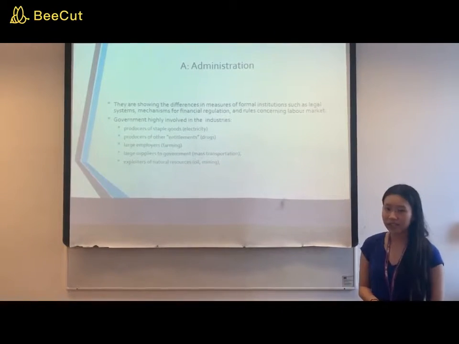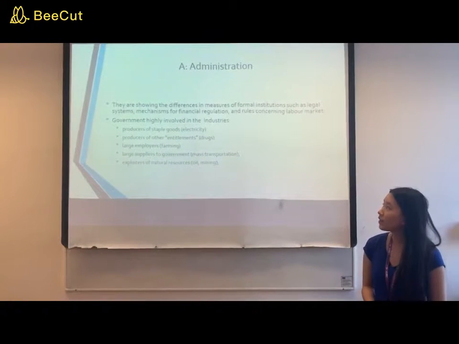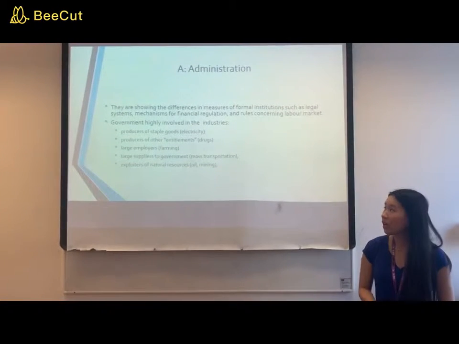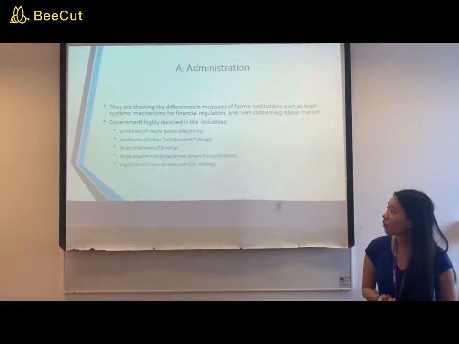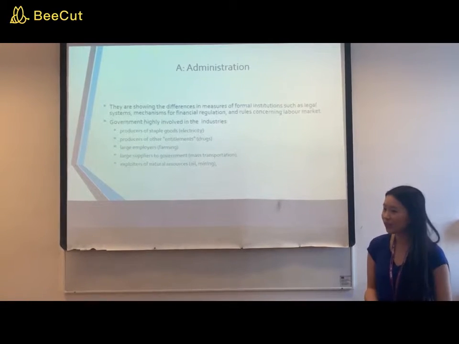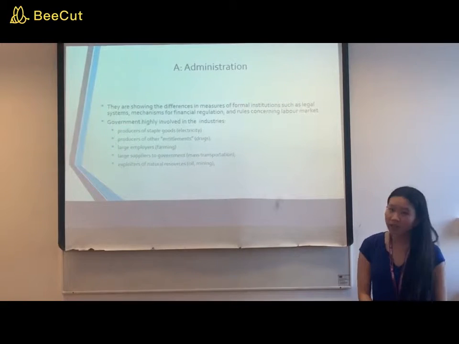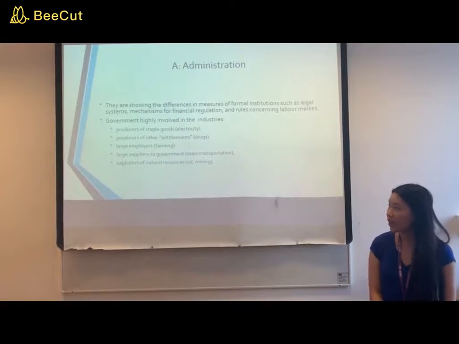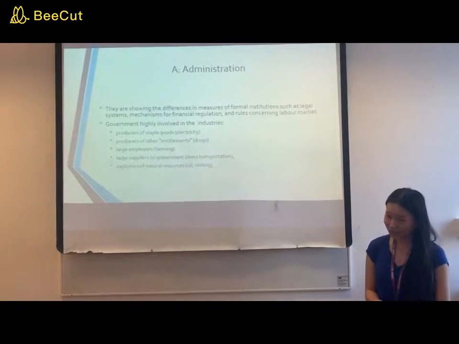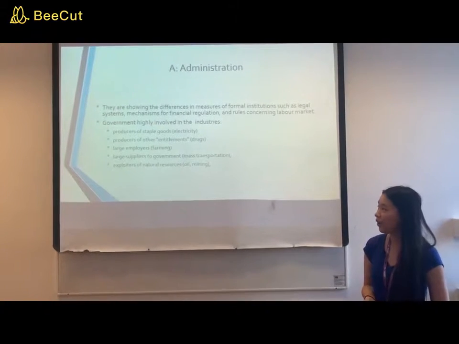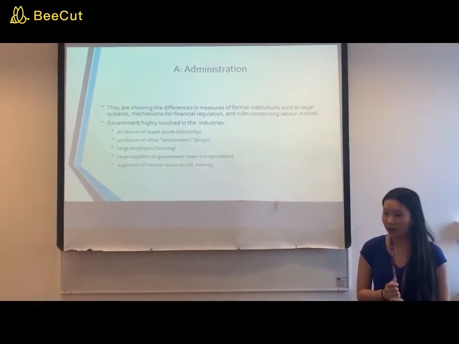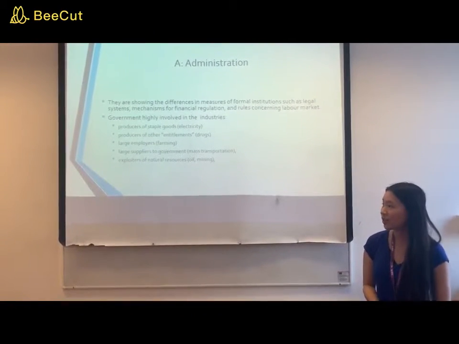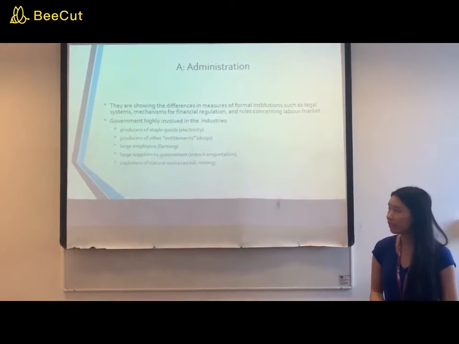Administration is the letter A. It shows the differences in the measure of formal institutions, such as the legal systems, mechanisms of financial regulations, and rules on labor markets. Government is highly involved with the industries. They are the provider of goods, they supply goods. They are also the producer of other establishments. They are also large employers. They are also large suppliers to the government and also the exporter of natural resources.